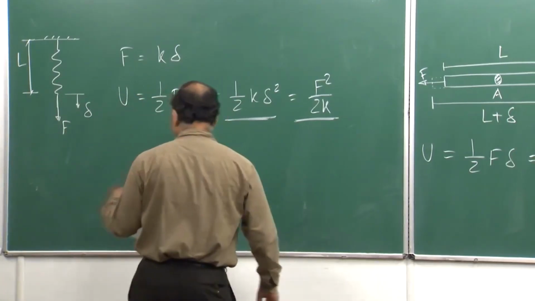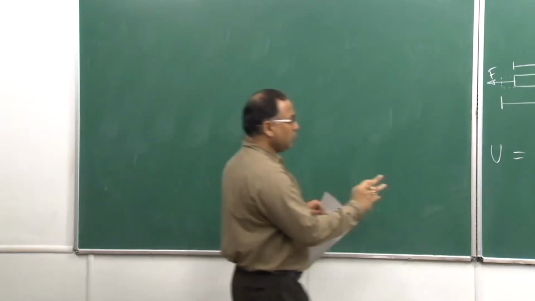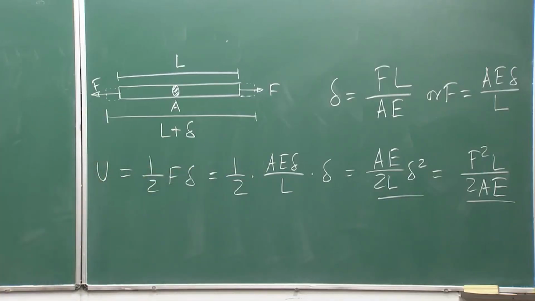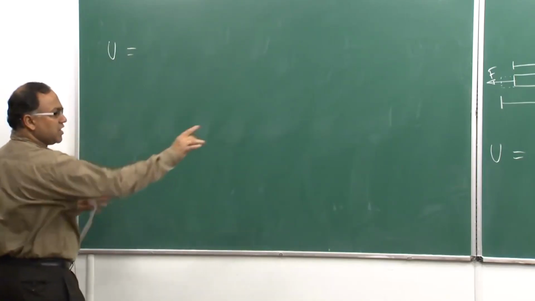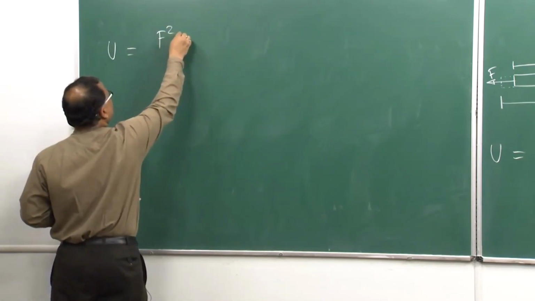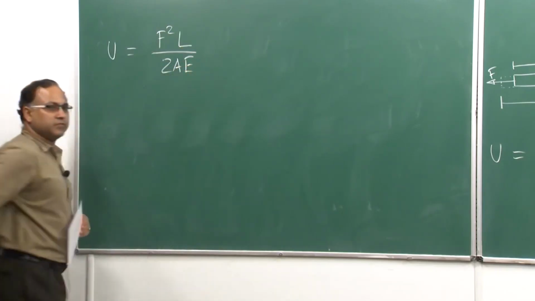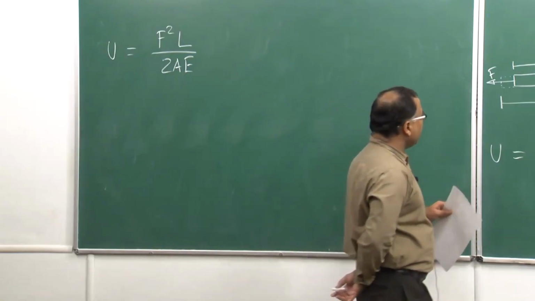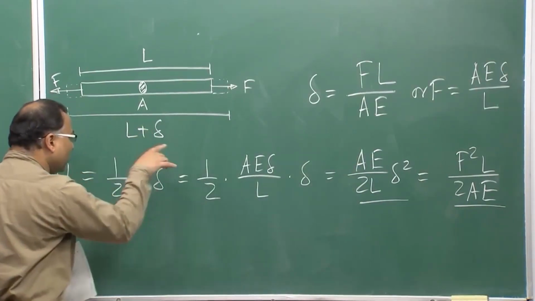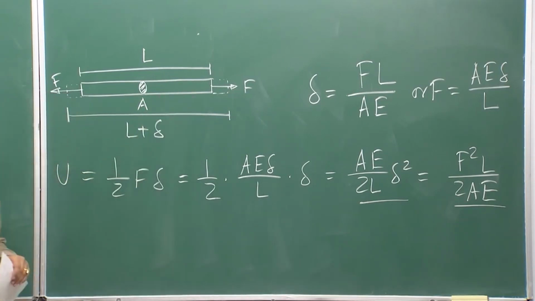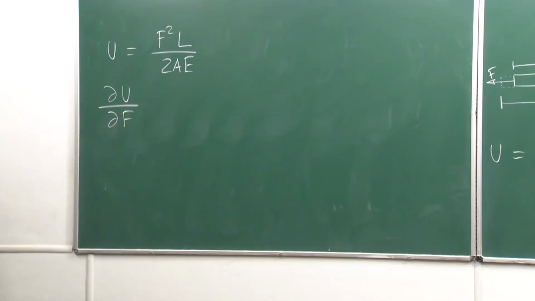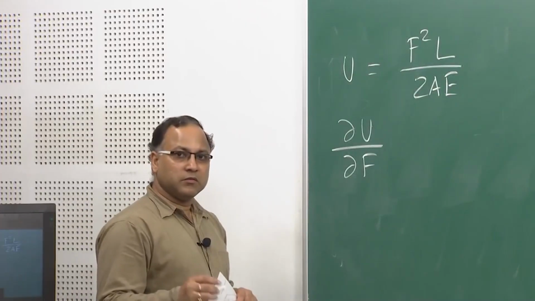Now, what basically you are getting from Castigliano's theorem. Suppose this is the strain energy, F square L by twice A. For this kind of system your strain energy has been calculated like that. Now, you want to find out delta, the deformation which is along the line of action of the applied force F, tension. So, if I do this operation del U del F, I should get delta as per our Castigliano's theorem.